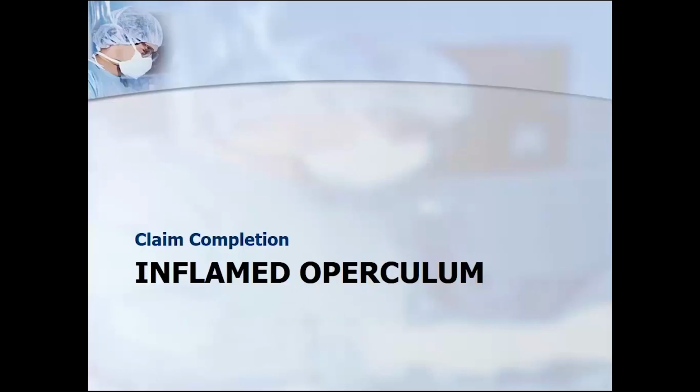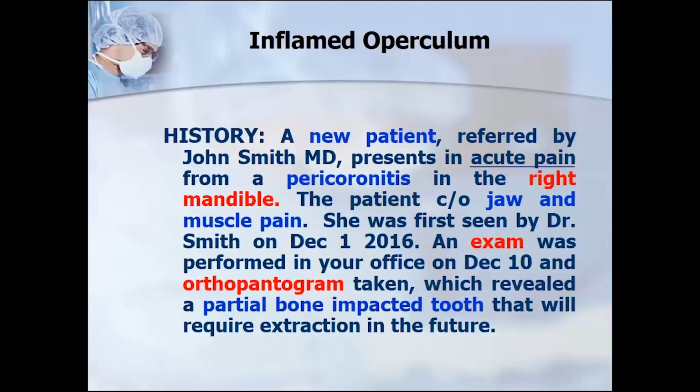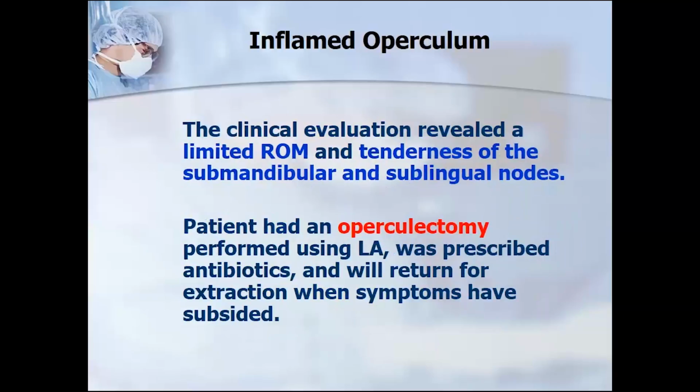Next case, an inflamed operculum. A new patient referred by John Smith, MD, presents with acute pain from a pericoronitis in the right mandible. The patient complains of jaw and muscle pain. She was first seen by Dr. Smith on December 1st. Exam was performed in your office on December 10th, and the orthopanogram taken, which revealed a partial bone-impacted tooth that will require extraction in the future.